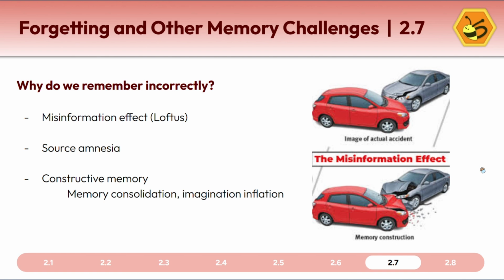Source amnesia is when we remember information correctly, but you don't remember where it came from. This is really important in terms of how other people perceive the information you gave them.